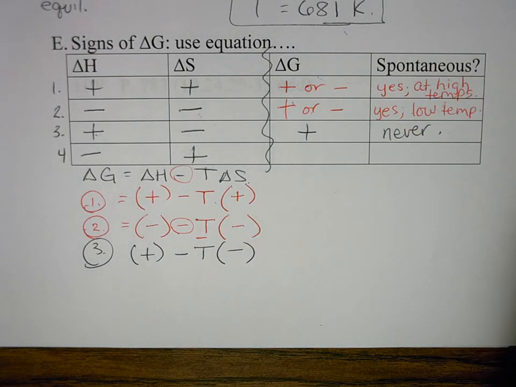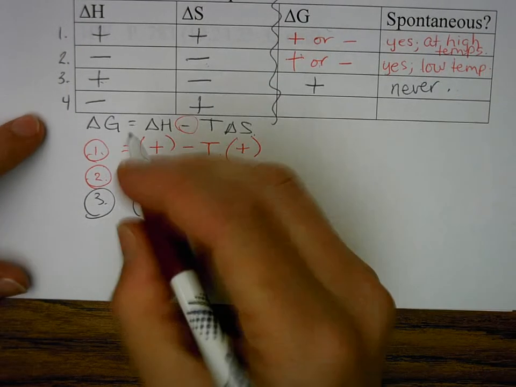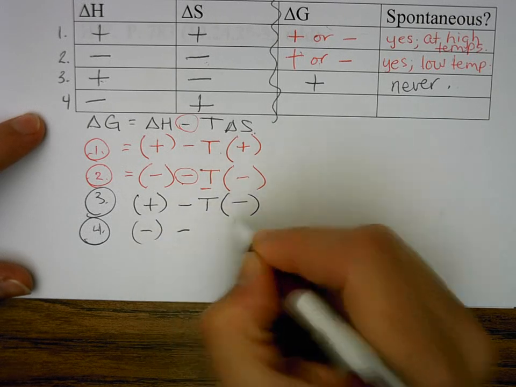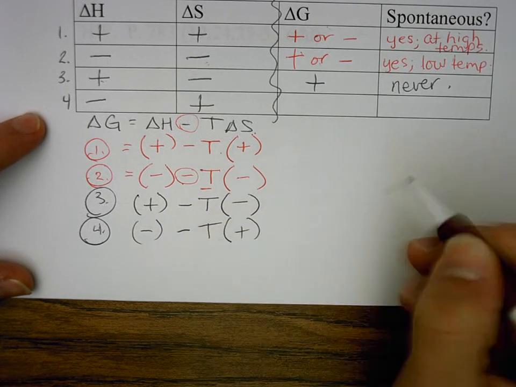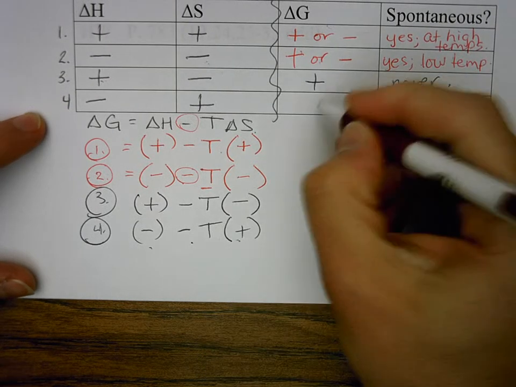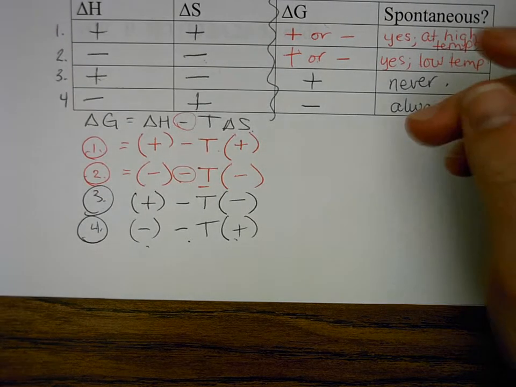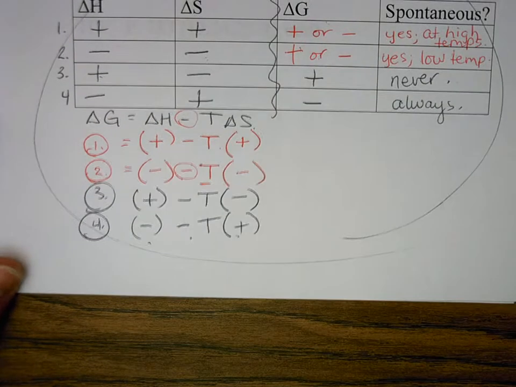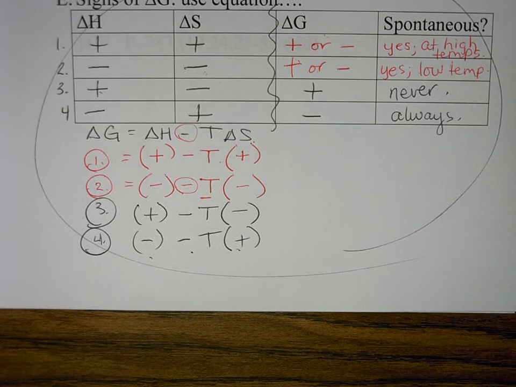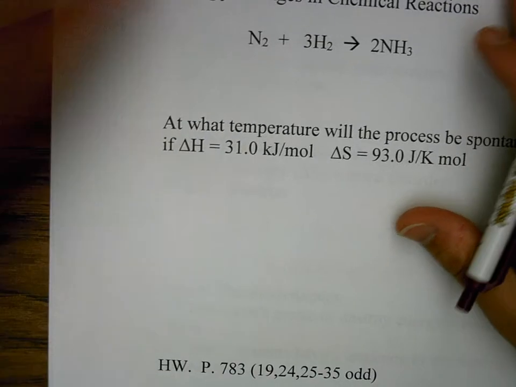Okay? Next. Number 4, negative number minus T times a positive number. So negative minus a positive is always going to give you a negative answer. That combination is always spontaneous, okay? This is really important to be able to do and conceptually understand, without numbers. All right, we're almost there. Are you guys good with that?